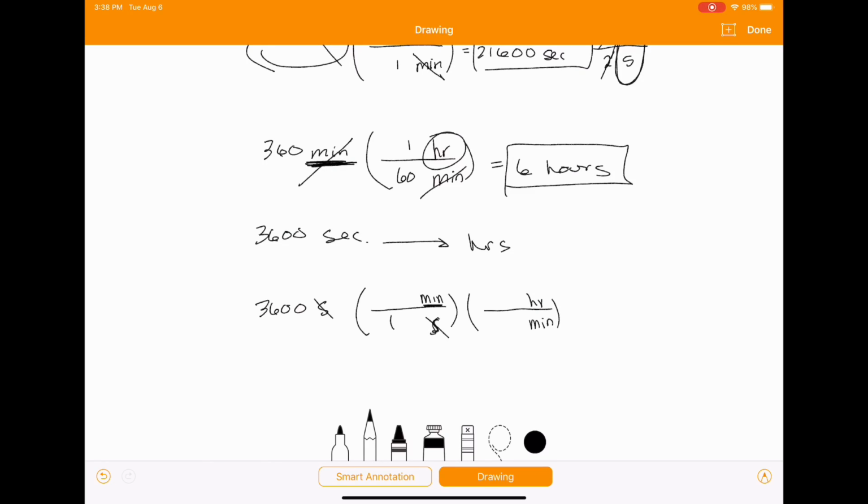So there's 60 seconds in 1 minute, 60 minutes in 1 hour. Cancel out your units. Make sure you're left with what you want, and then you can go ahead and perform that operation. So 3,600 divided by 60, and then divide that by 60, and we're going to be left with 1 hour. So again, top and bottom of a fraction, they'll cancel, and you'll be left with your units that you want.